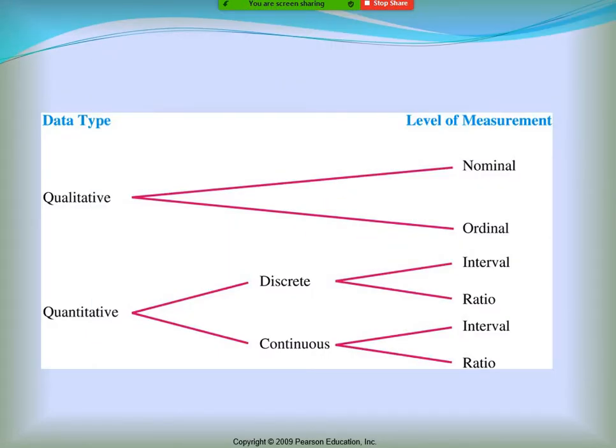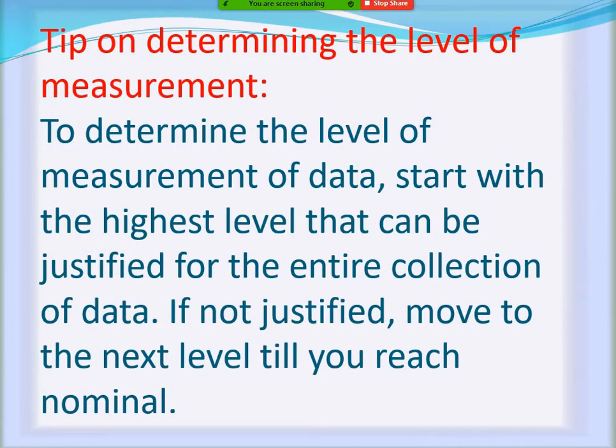So here's another way to look at our levels of measurement based on the classification of data. Usually, qualitative data are nominal and ordinal levels, while quantitative data are interval and ratio levels. So one tip on determining the level of measurement: start with the highest level that can be justified for the entire collection of data. If not justified, move to the next level until you reach nominal.